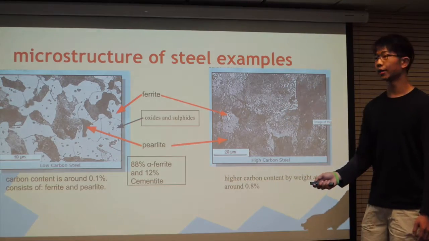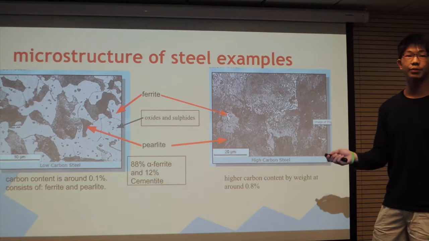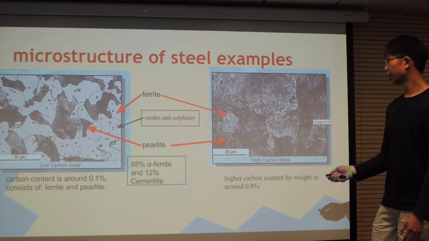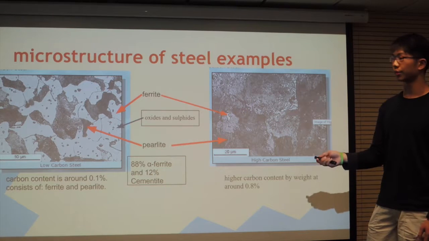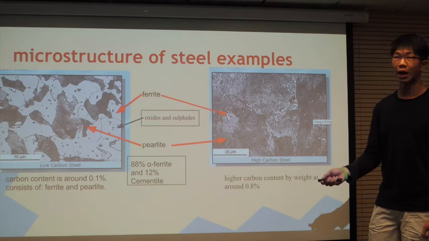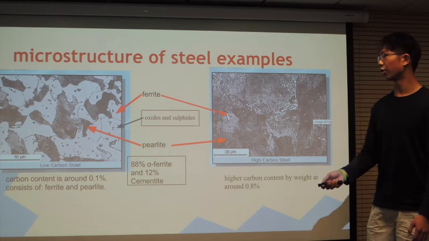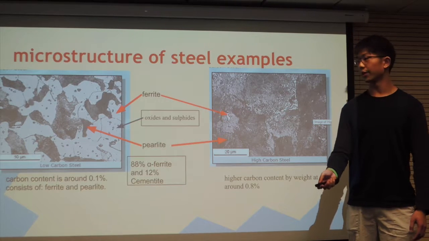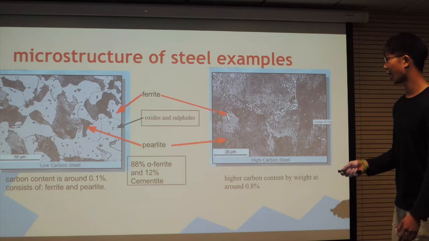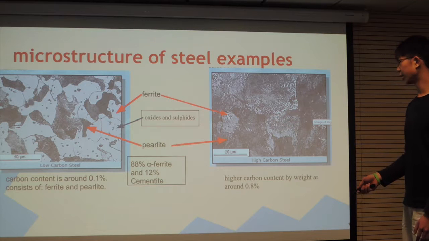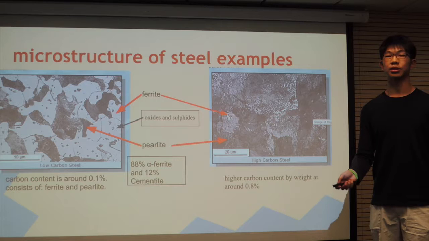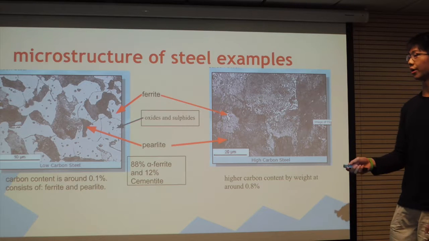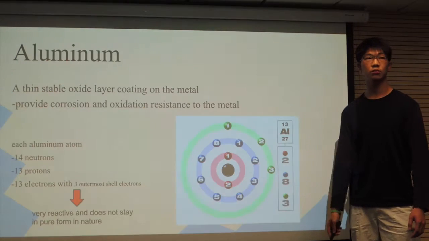On the right hand side, it would be the high carbon steel microscopic structure. Normally it has a very similar component to the low carbon steel. It also consists of ferrite and pearlite. But in addition to it, it also has a higher carbon content. By weight, it has around 0.8%, and that is 0.7% higher than the low carbon steel.